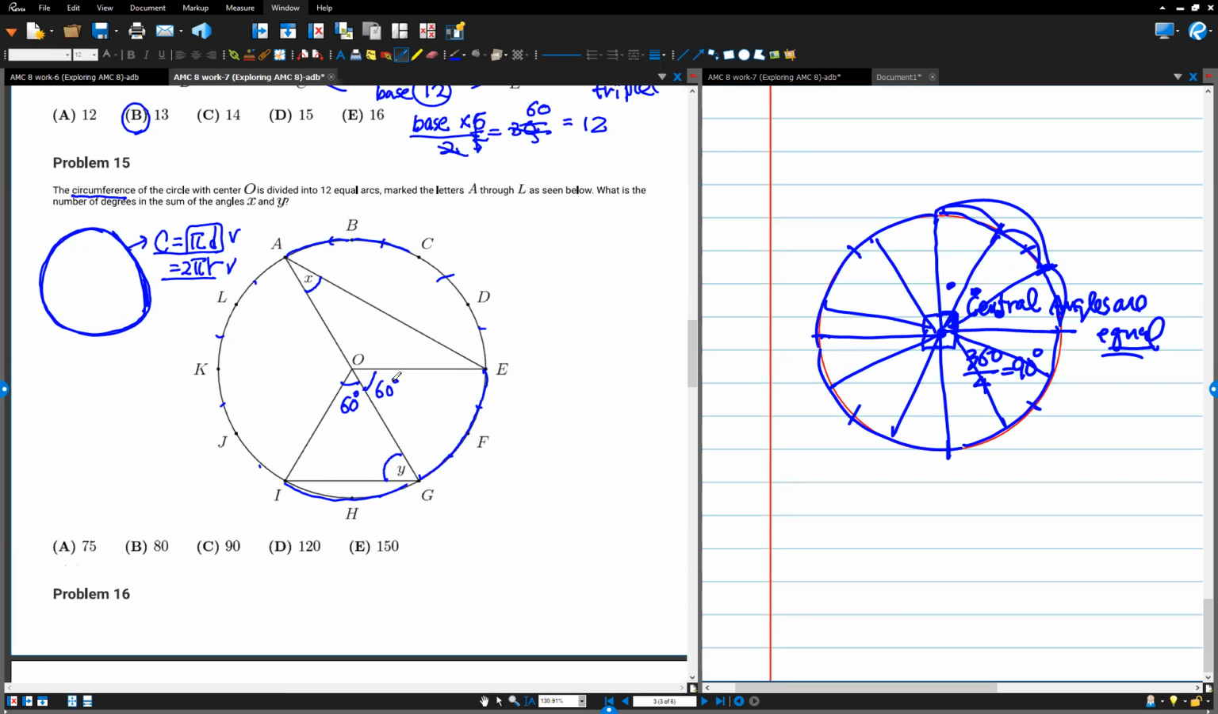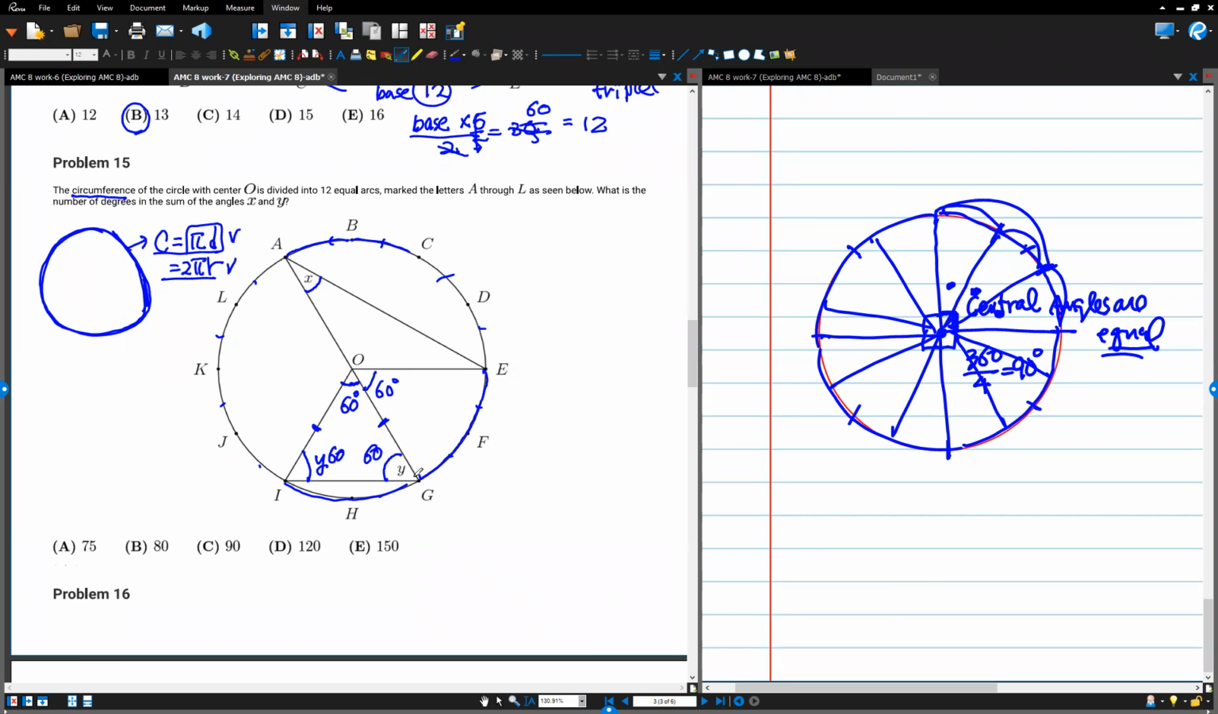Okay, now let's find. This is 60. This is equal, right? Which is the radius. Radius means equal, so this is isosceles. These two angles are also equal, right? So 180 minus 60 is 120. They are equal, divided by 2, each one is also 60, 60. This is actually an equilateral triangle.